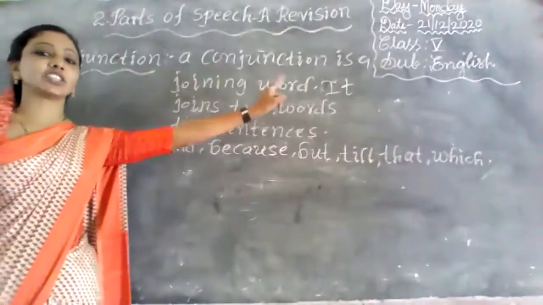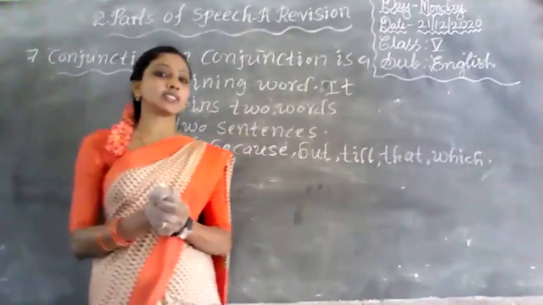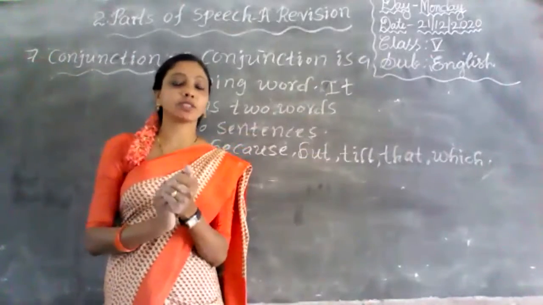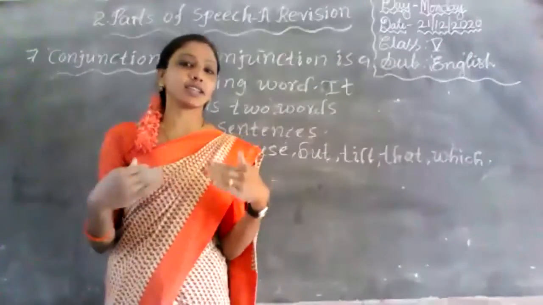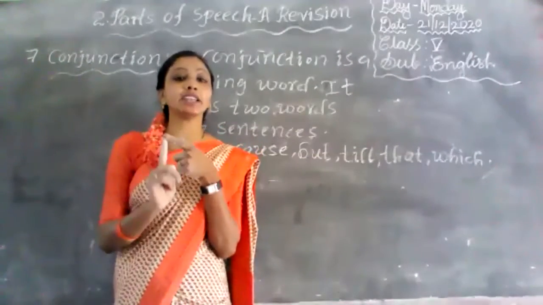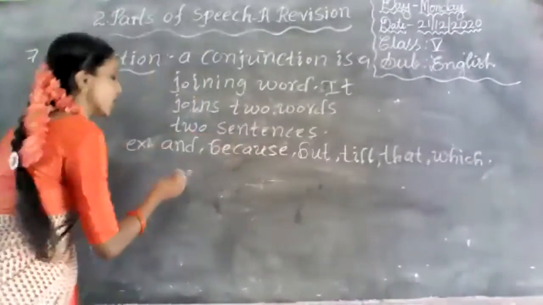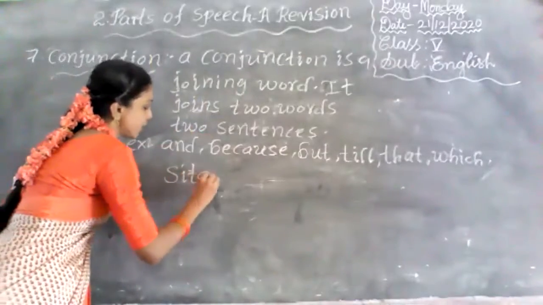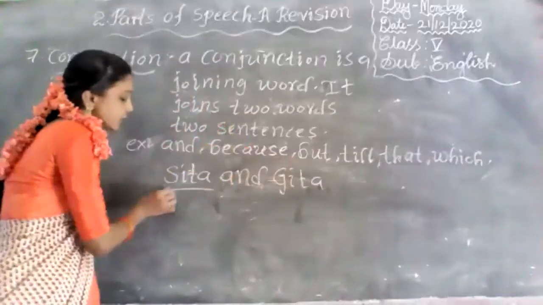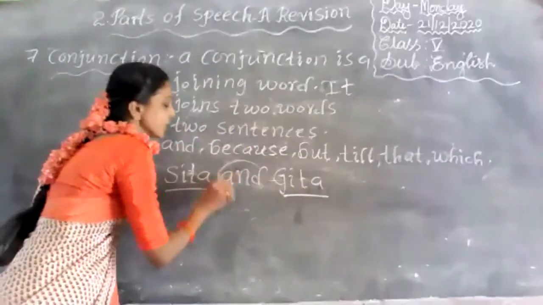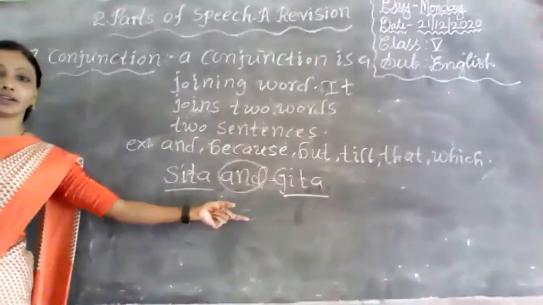So what is a conjunction? A conjunction is a joining word. It joins two words or two sentences. How does it join? For example, two words. I say two names, Sita and Gita. We can't say it like "Sita Gita." We say Sita and Gita. So here, and is joining two names, that means two words. This is one word, this is one word, and and is joining these two words. That means and is a conjunction. Is it clear?